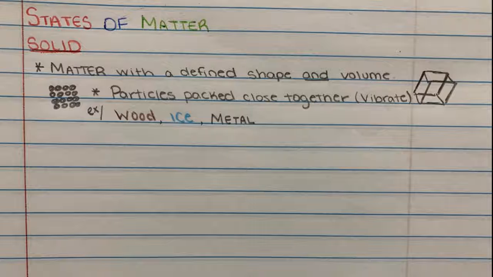So when we're talking about a defined shape and a defined volume, we know that if we took a block and threw it across the room, that block would be the same shape unless it was harmed or damaged, right? But it's still holding its shape and it's still the same amount of stuff inside, the same volume. It fills the shape the same way.